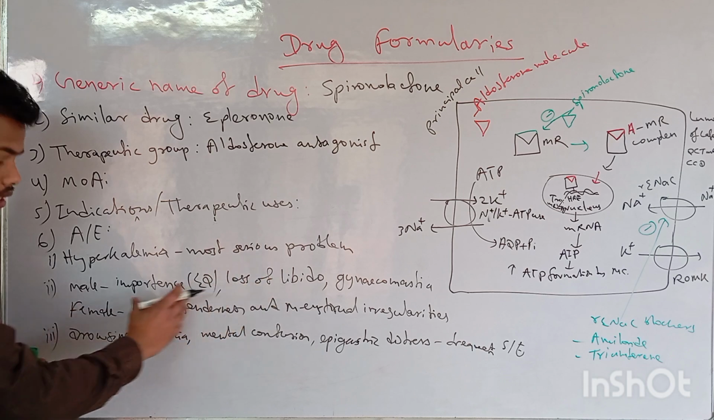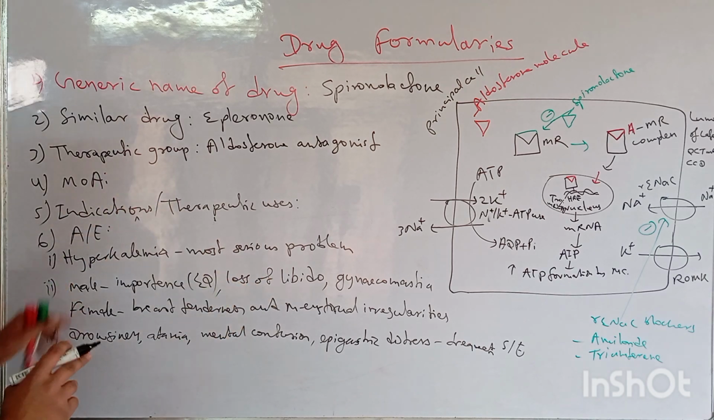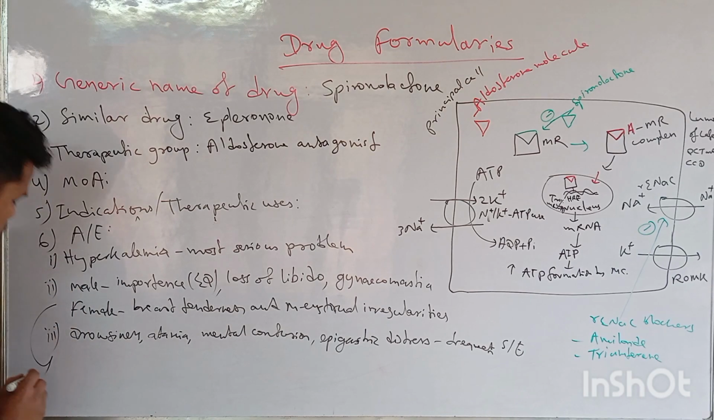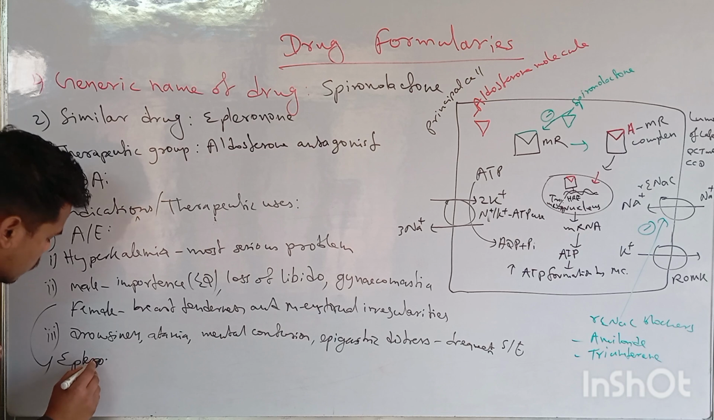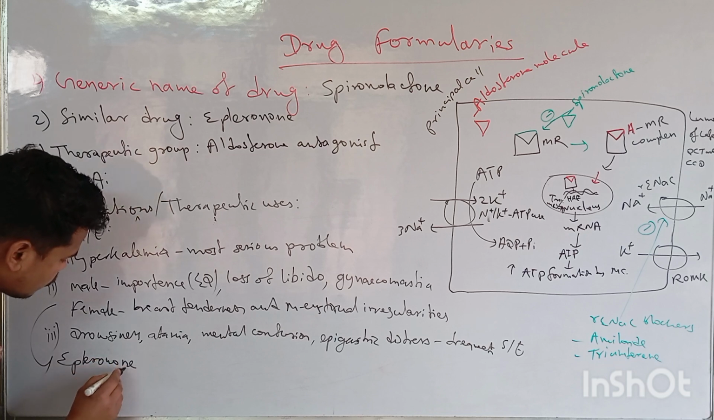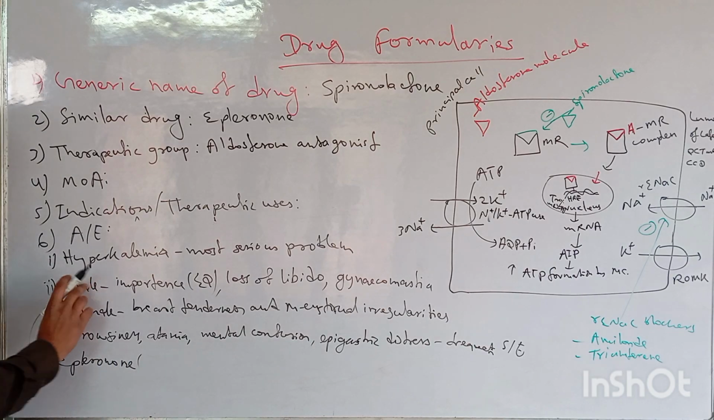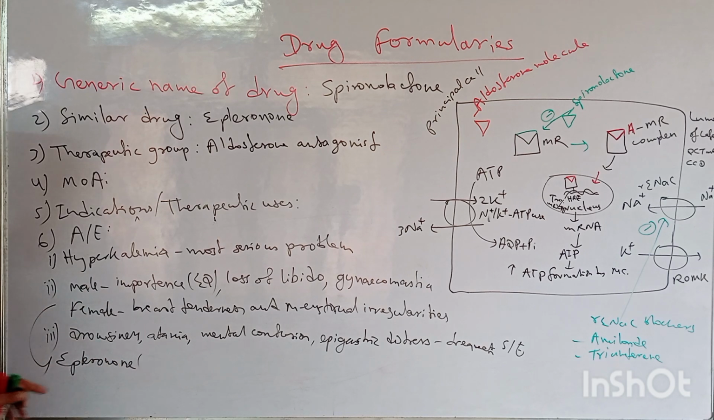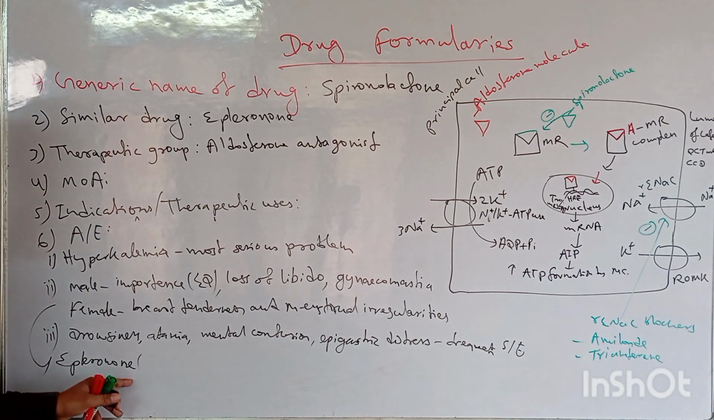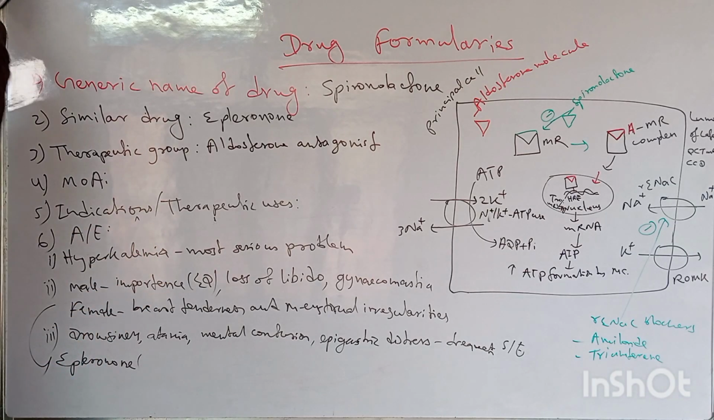If this is happening in a particular patient, you should replace this drug with another drug. And for replacement, there is eplerenone, the newer congener. This eplerenone is free of these sexual related adverse effects. So in that case you can replace spironolactone with eplerenone. So this is how to write adverse effect.